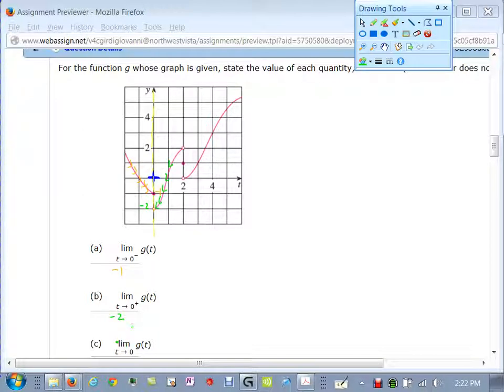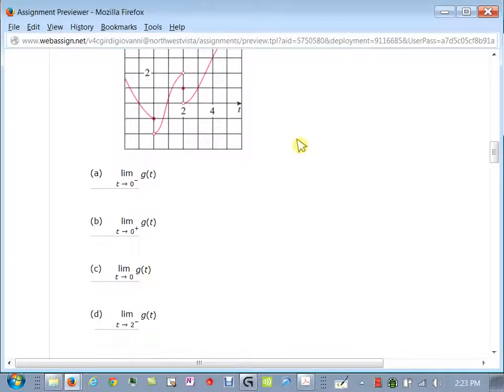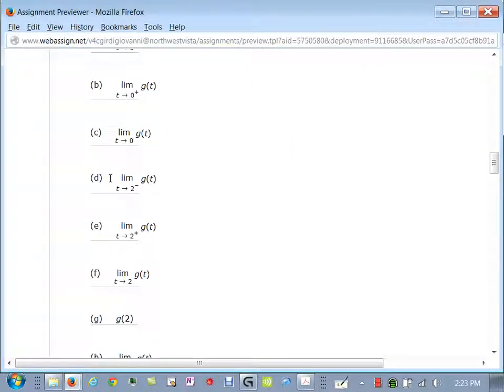And then if I say, hey, what's the limit as I approach 0, and I don't tell you left or right, that means these two have to match, which they don't. So this limit doesn't exist. All right, so that's part A, B, and C. So for D, E, and F, what I'm going to do is approach 2 from the left, approach 2 from the right, and then try and approach 2.